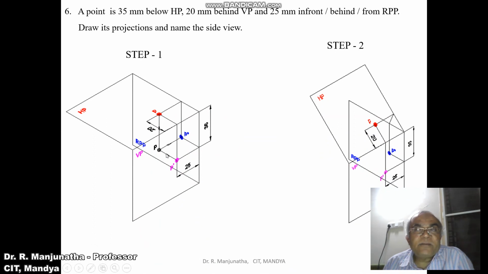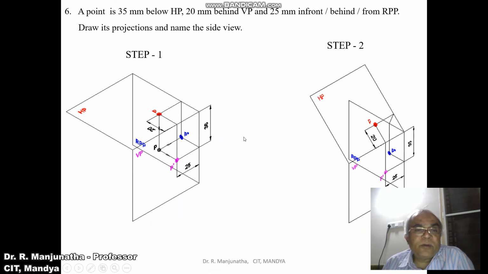If this condition has to be satisfied, then I have to look from the right side view, because in the right side view the plane is between the object and the observer. So this is how we will be able to say. When you are looking from the right side view, the object, that is the point, is behind RPP. In the earlier stage itself, we told that behind VP means behind RPP. So the same condition has to be satisfied. That is how we will be able to analyze which side view needs to be considered. So the condition of the problem is redefined as 35 mm below HP, 20 mm behind VP, and 25 mm behind RPP.